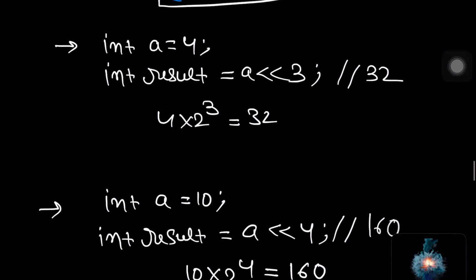Similarly, let's take the example int a equal to 4. Int result equal to a shifted by 3. So now we have the number 4 times 2 to the power of shift, so 8. That is the reason we got 32 here.